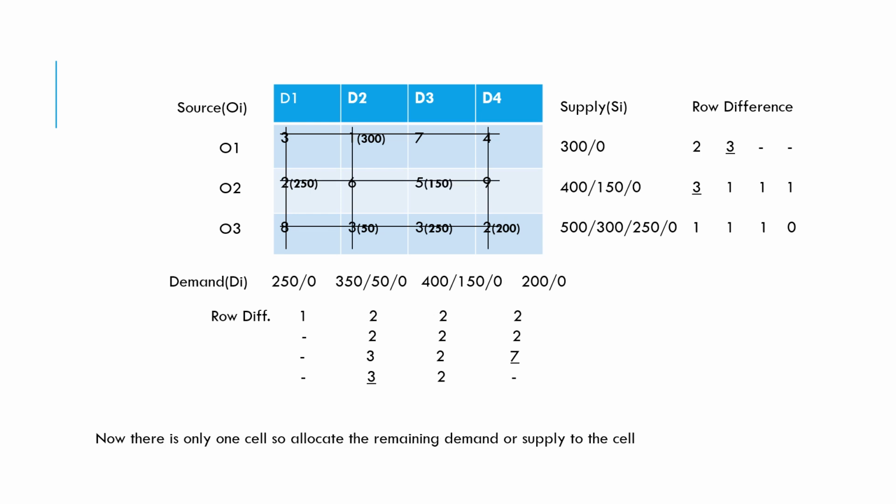Now there is only one cell, that is 5, remaining in the problem, so allocate the appropriate demand and supply to it. 150 is allocated to it, so supply of row O2 is also 0, and demand of column D3 also becomes 0, so cancel the row and calculate the transportation cost.